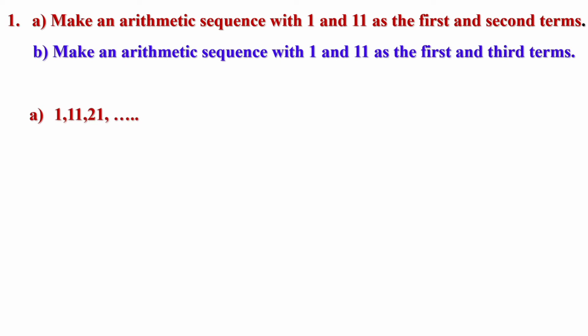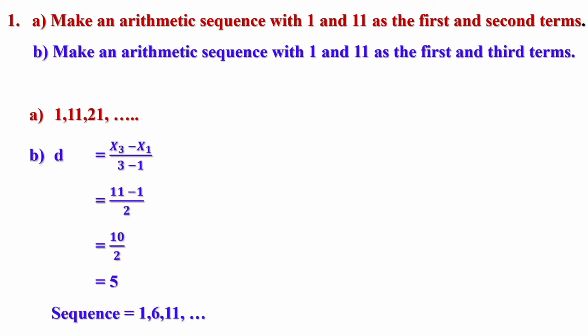And in the second case, 1 is the first term, 11 is the third term. What is the difference between third term and first term? It is 2 times common difference. Therefore common difference equal to term difference by position difference. Third term minus first term by 3 minus 1. The positions are 3 and 1. Third term is 11, first term is 1, and 3 minus 1 is 2. So we will get 10 by 2 or 5. That is, the common difference is 5. And given that the first term is 1, so the sequence is 1, 6, 11, etc.